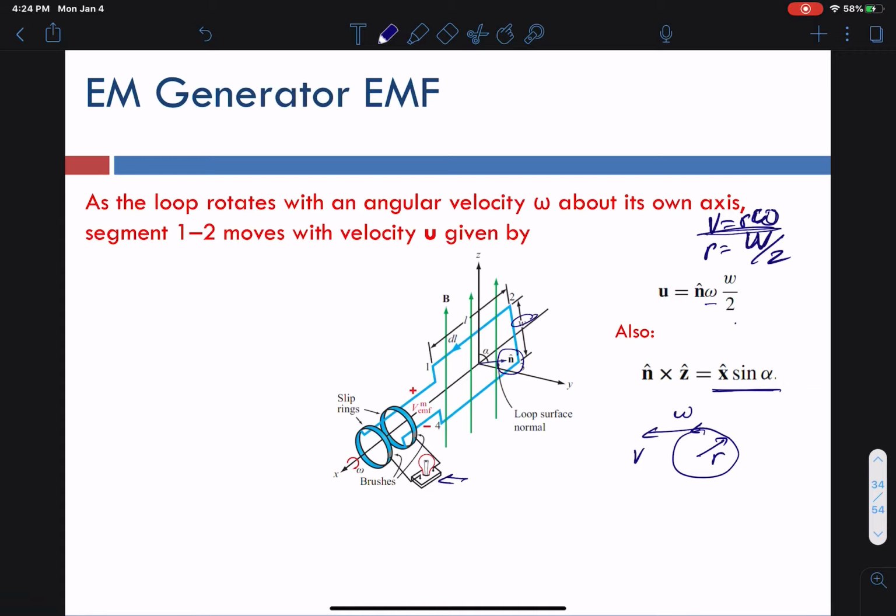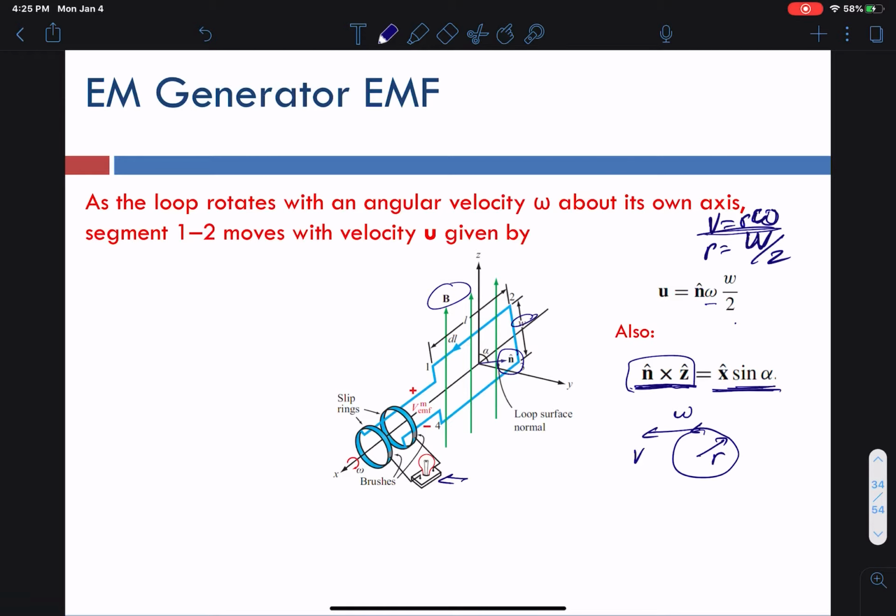And n hat is the normal to the surface of the loop, okay? So if you now cross n hat with z hat, the direction of B, you get x hat sine alpha. This is the cross product between the velocity of the loop and the magnetic field. That is very important, because we discussed it in the last lecture with the motional EMF.